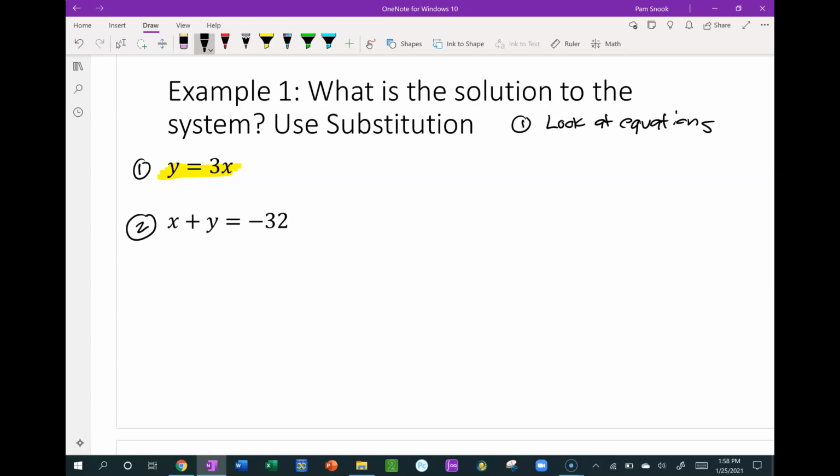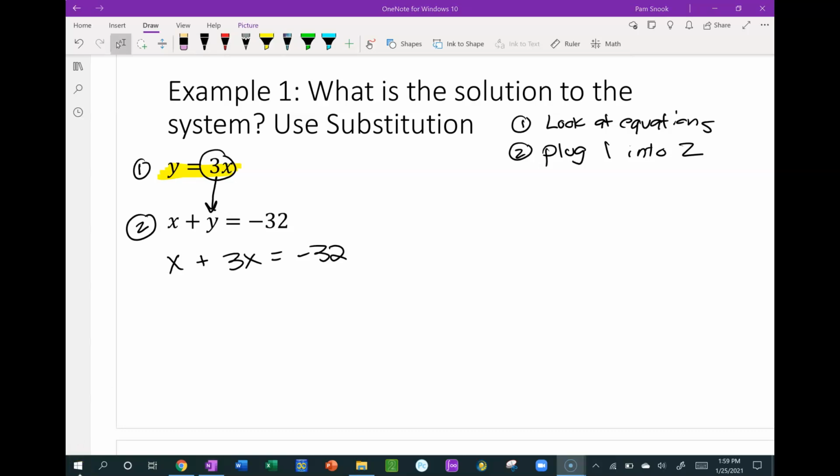And because equation 1 is already solved for y, I can plug equation 1 into equation 2. So I'm going to plug 1 into 2. I'm going to take this 3x, and plug that in there for that y. So when I do that, I get x plus 3x equals negative 32. So now this is one equation with one variable. That's what I mean when I say solve it for one. So now I've got one equation, one unknown.